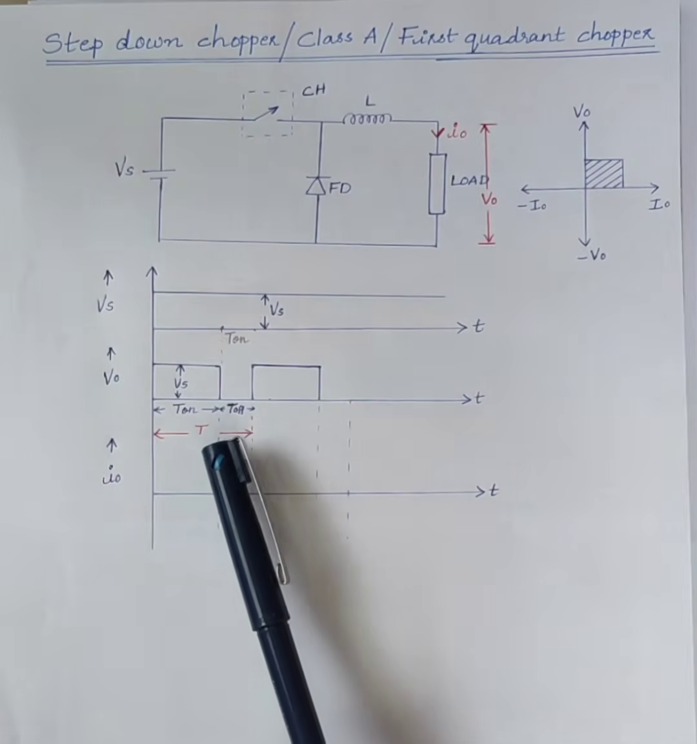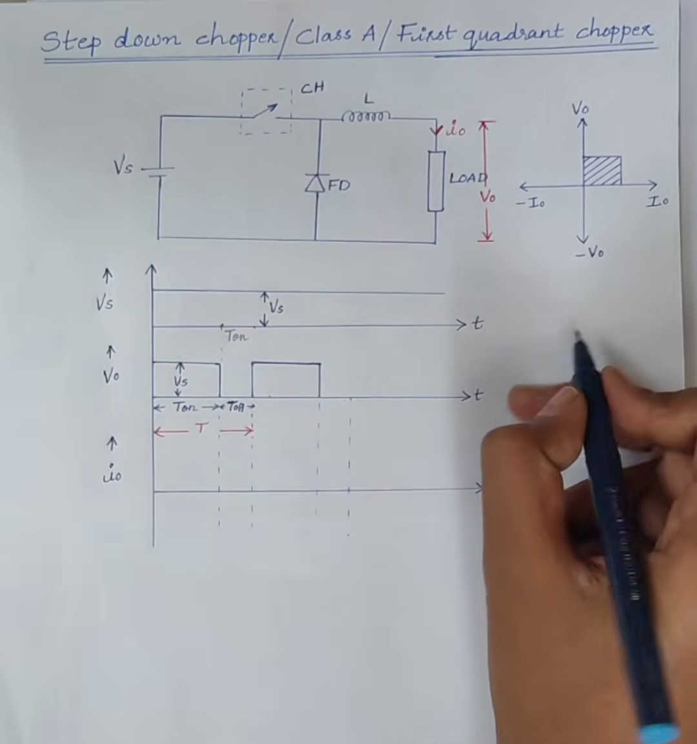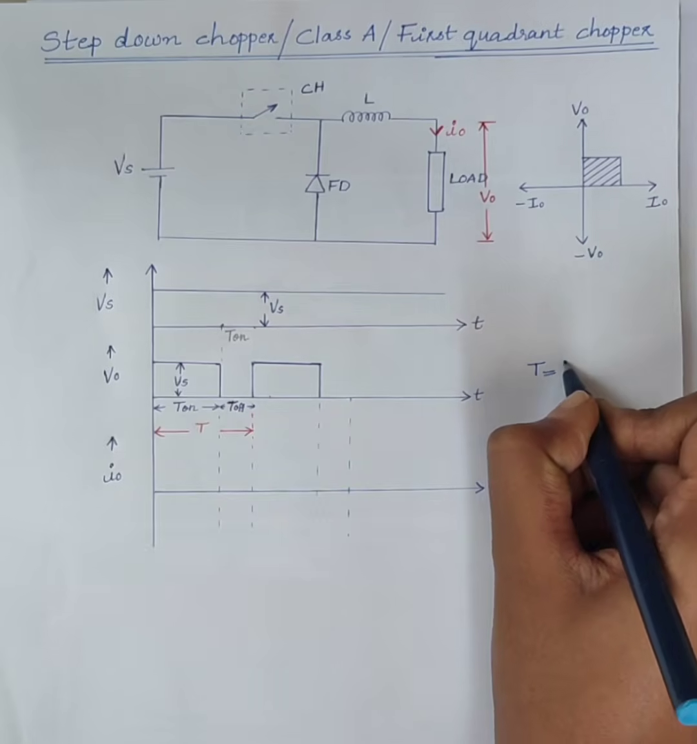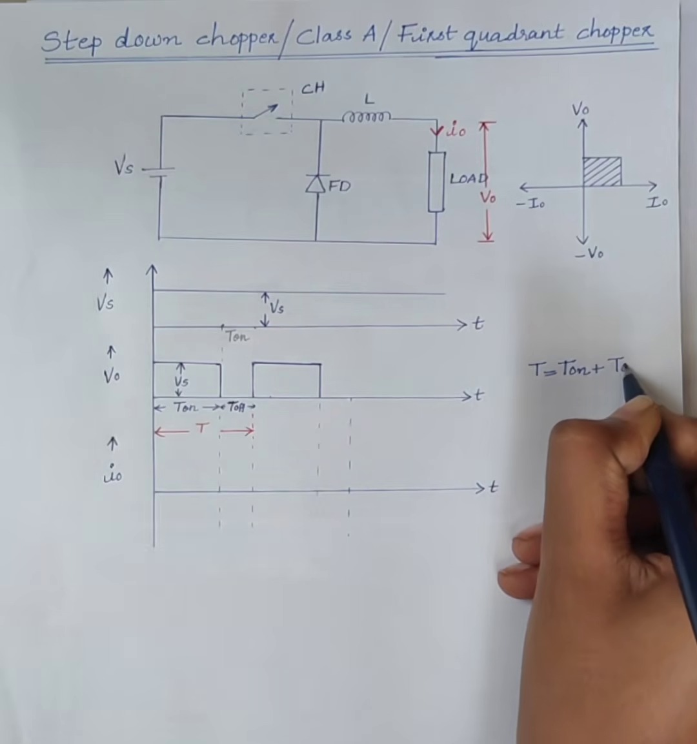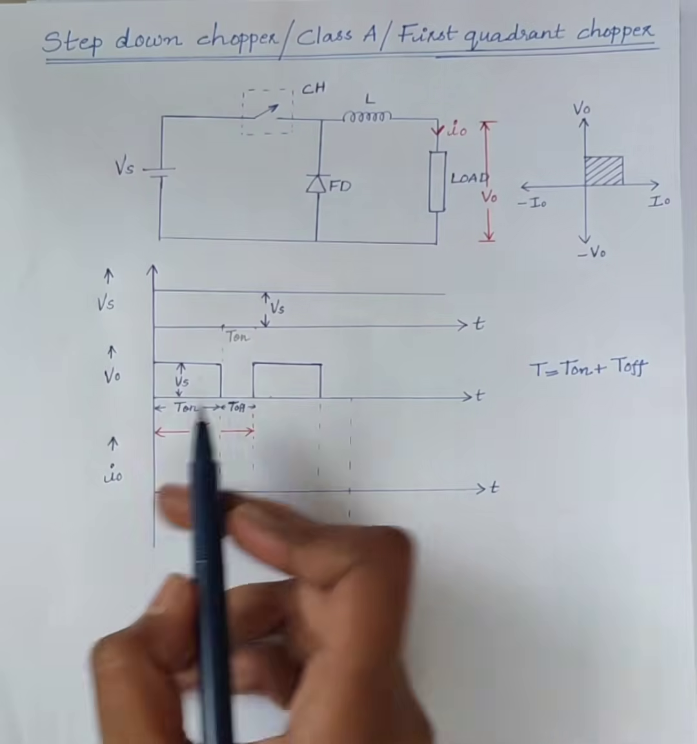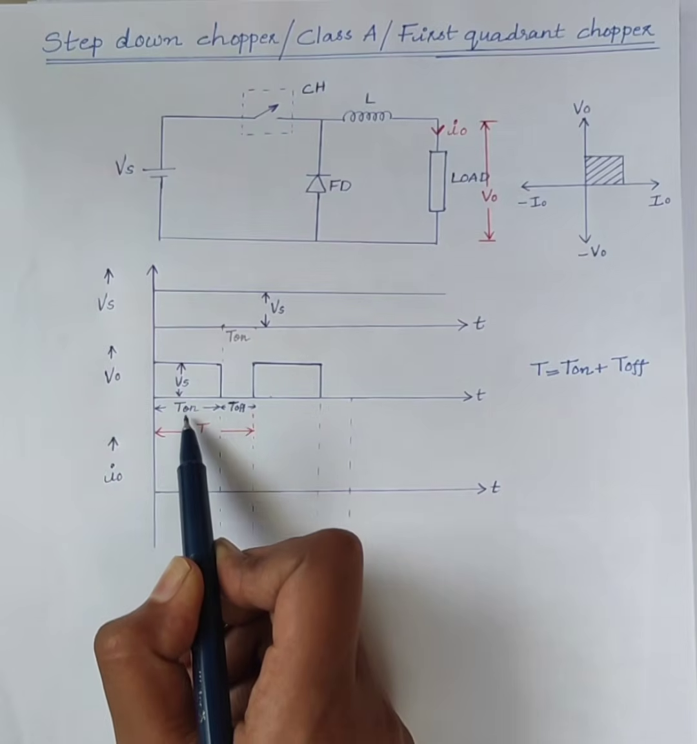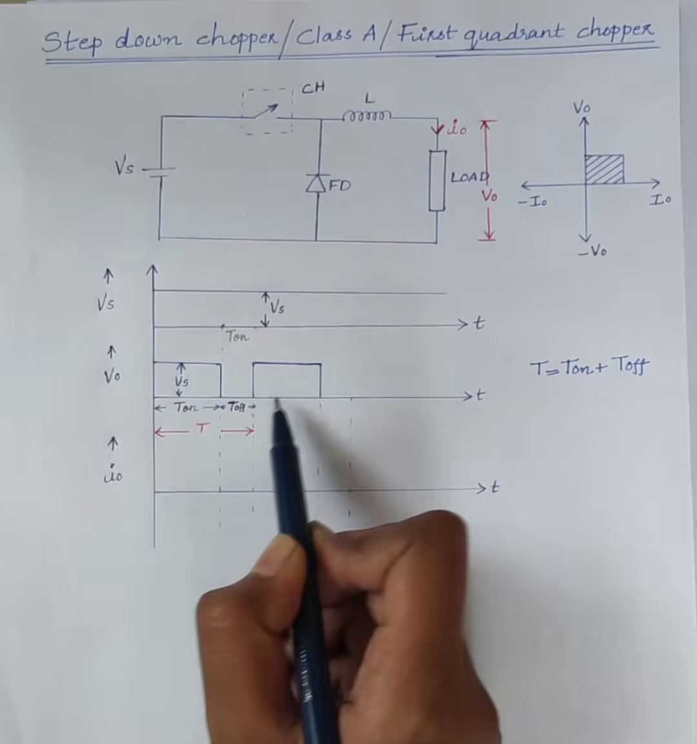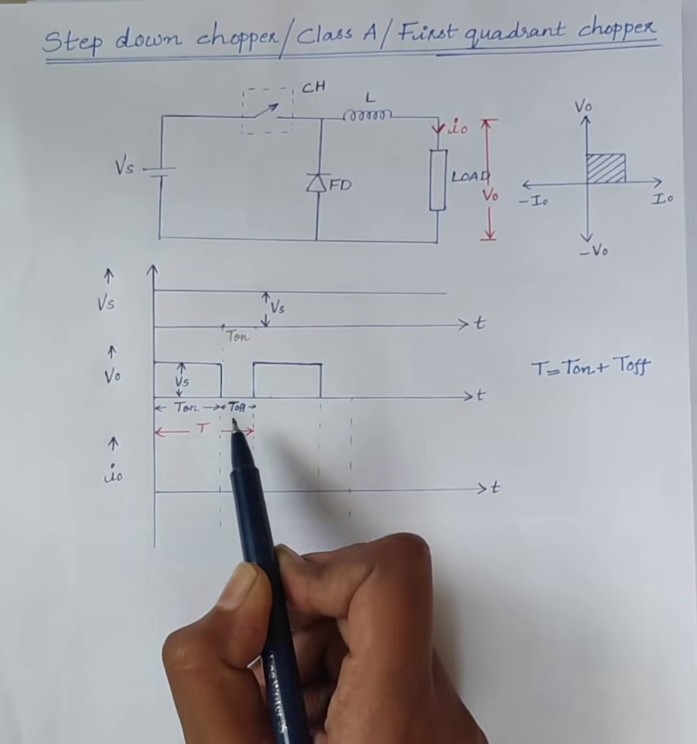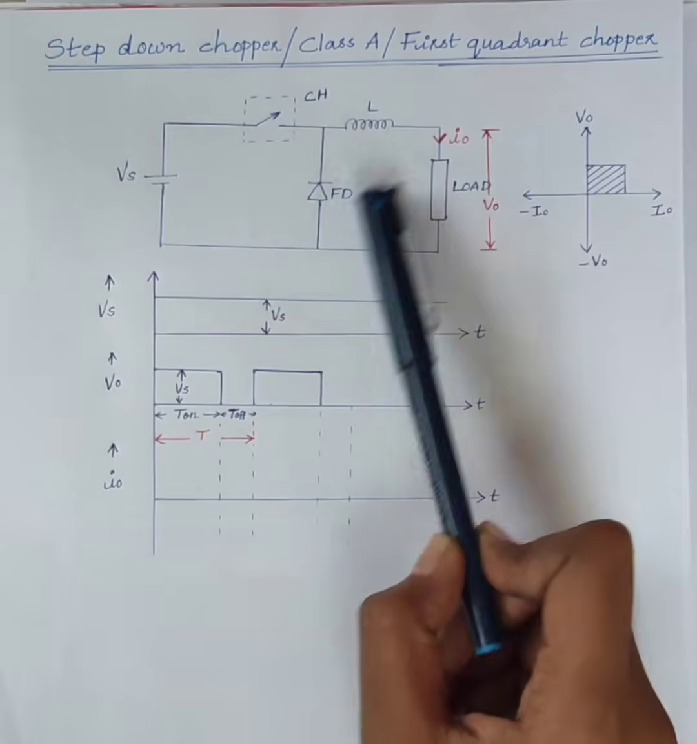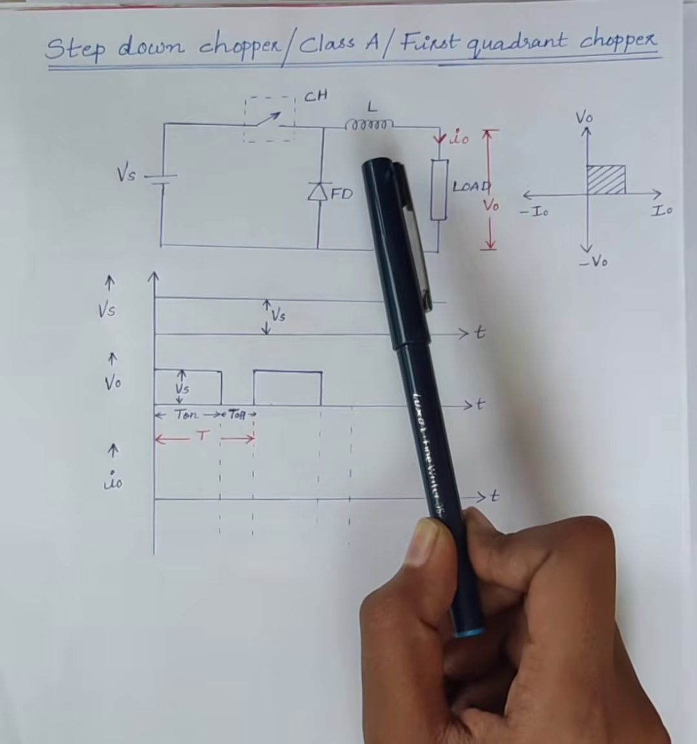T is the chopping period and T is equal to T on plus T off, where T on is the interval in which chopper is in the on state and T off is the interval in which chopper is in the off state. FD is the freewheeling diode.